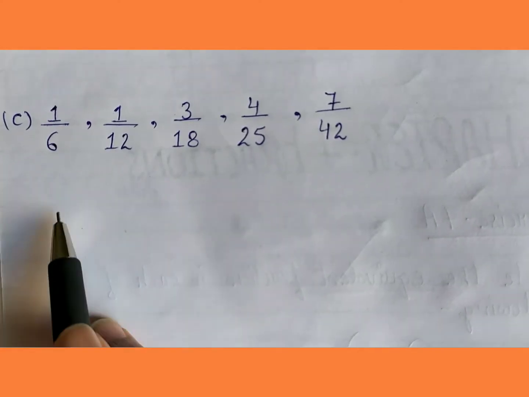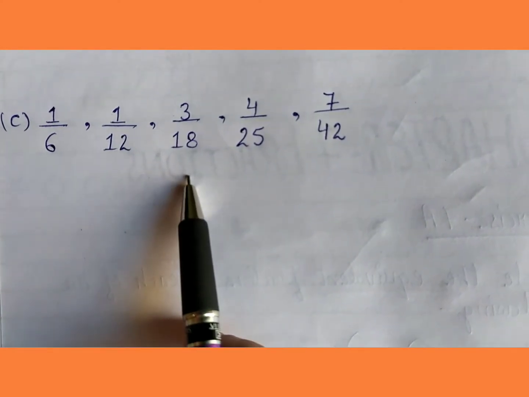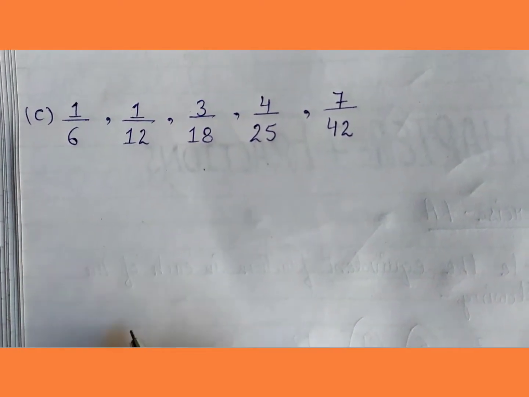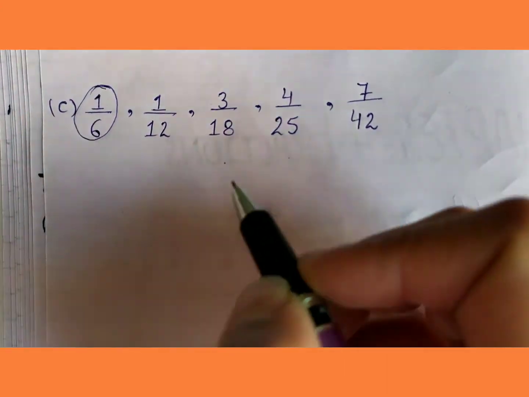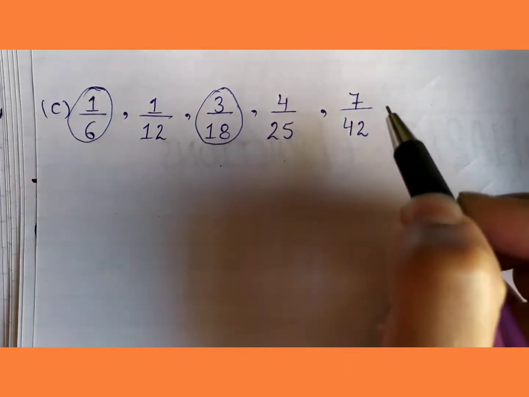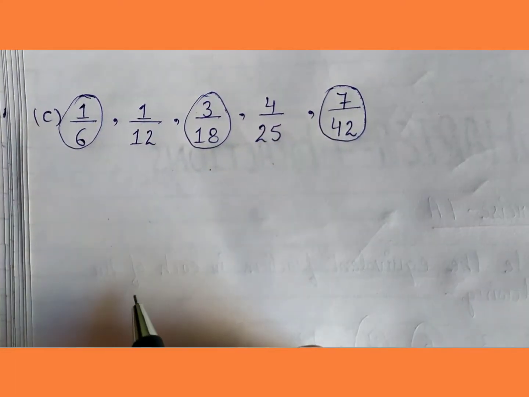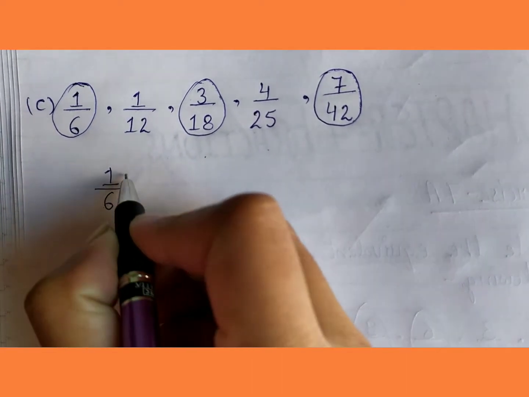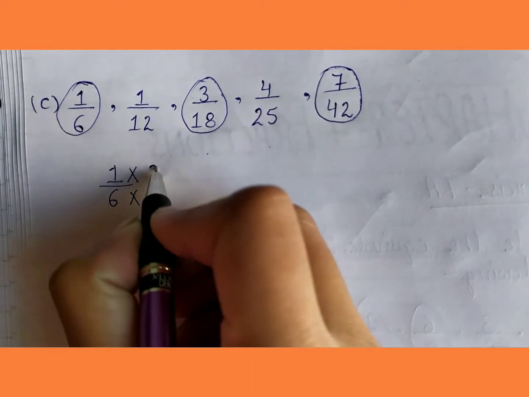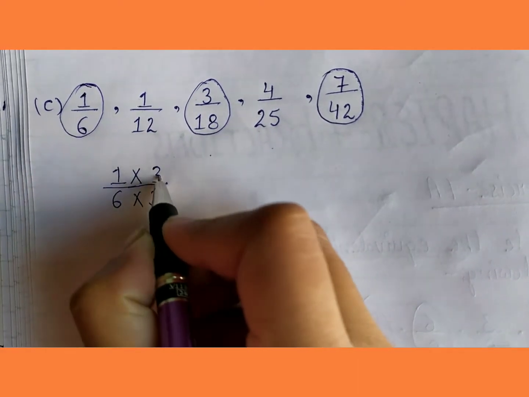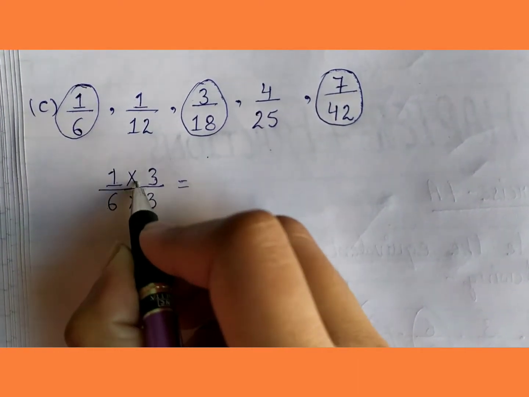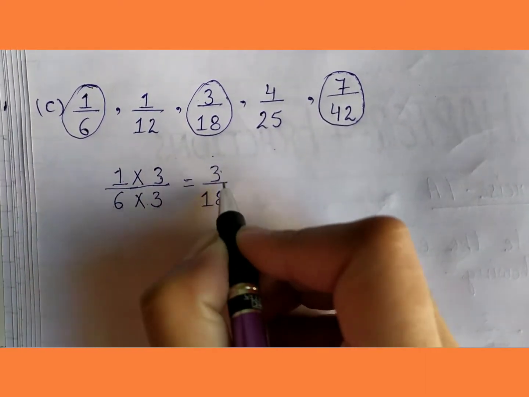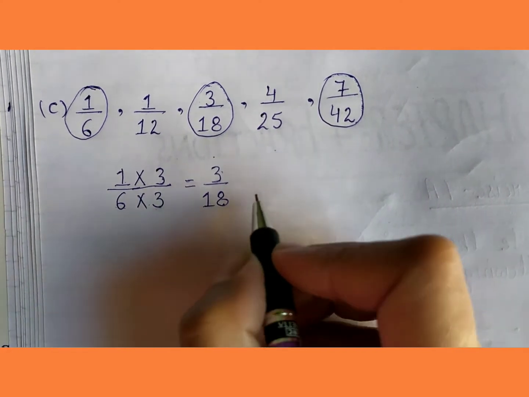In the next question, 1 upon 6, 1 upon 12, 3 upon 18, 4 upon 25, 7 upon 42. Circle the equivalent fraction. 1 upon 6, 3 upon 18, 7 upon 42. All are equivalent fraction. Write 1 upon 6. Multiply by 3 in the numerator and denominator. 1 multiply 3 equal to 3. 6 multiply 3 equal to 18. 3 upon 18 is the equivalent fraction of 1 upon 6.